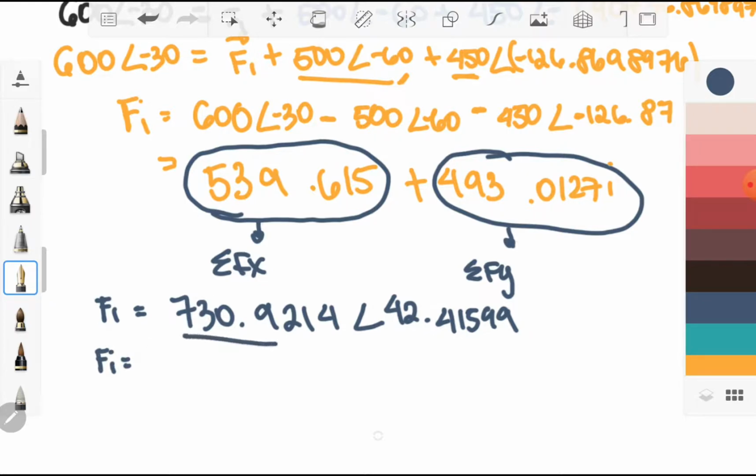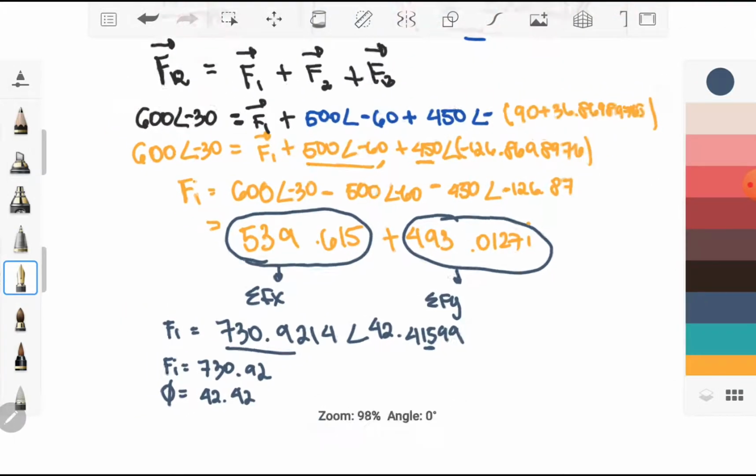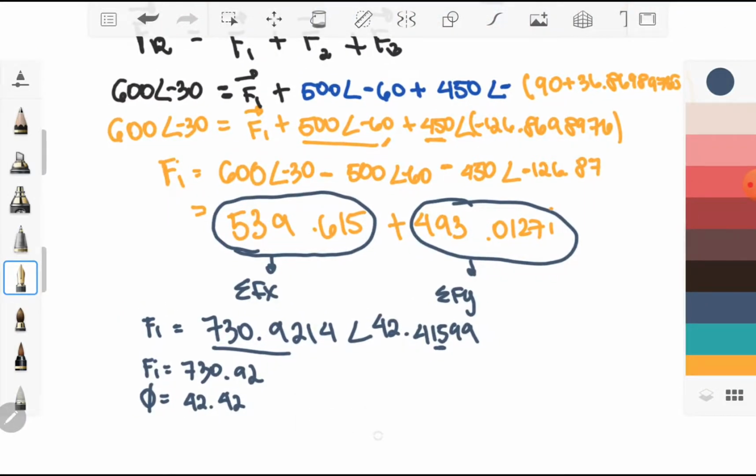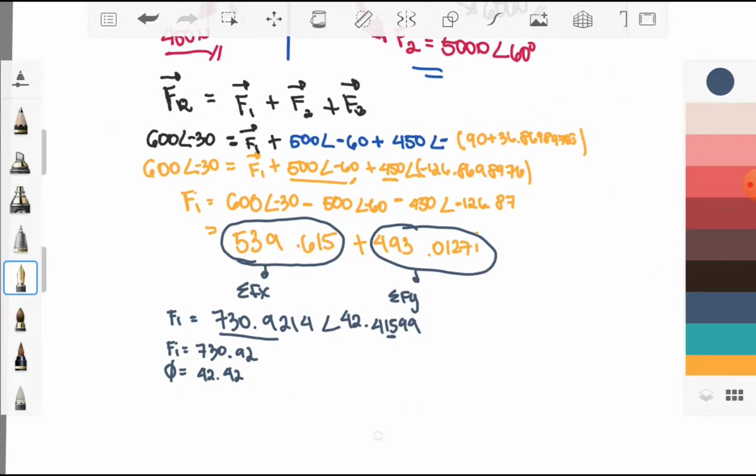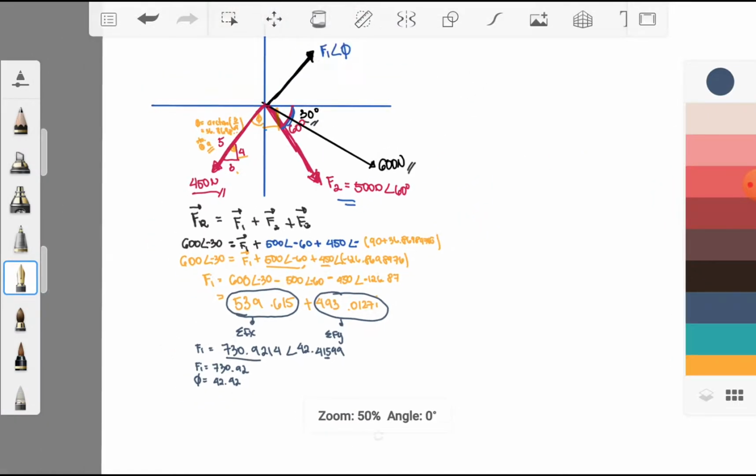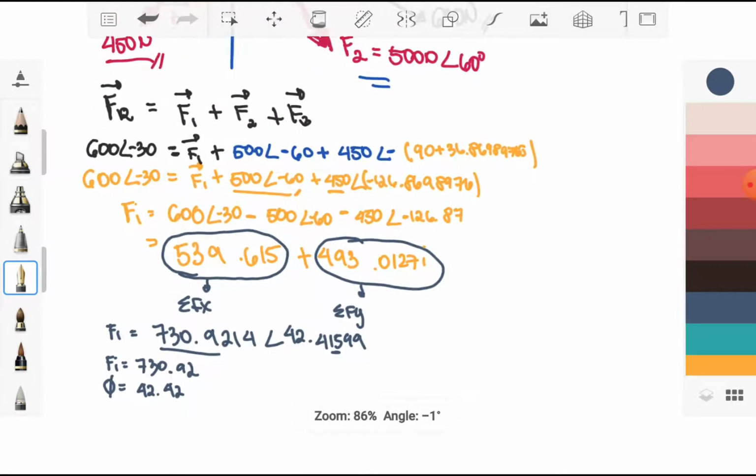Sinadya kong ganyan yung solution natin in order to show you that our F1 that you would input to your answer in LMS should be F1 equals 730.92 and phi should be equal to 42.415. So, round out natin siya. So, 42.42 degrees. This should be the numerical values that you should have input into your answer in your LMS. Okay.